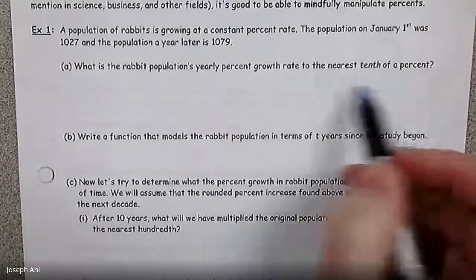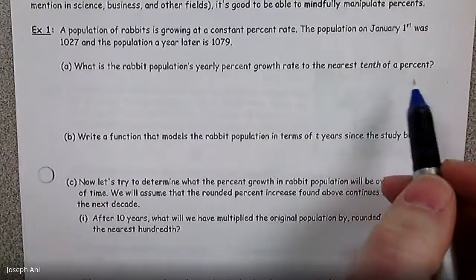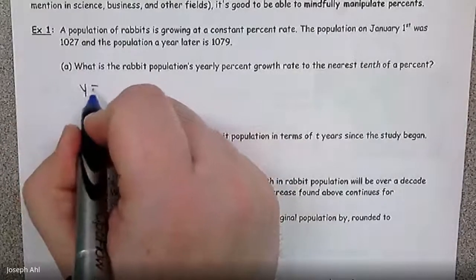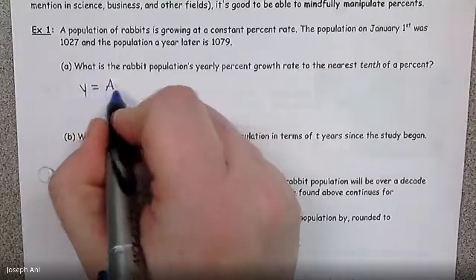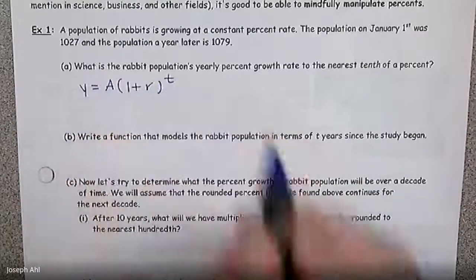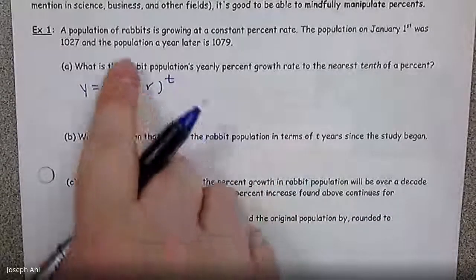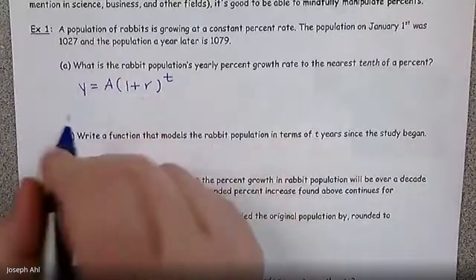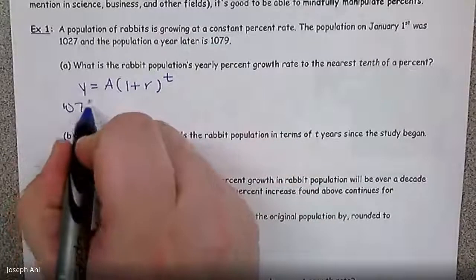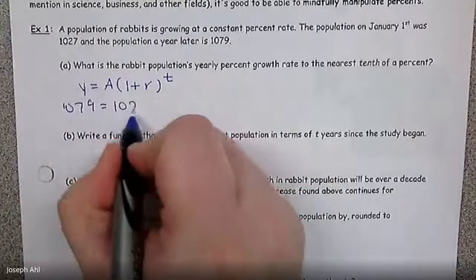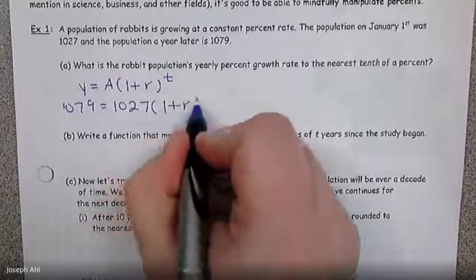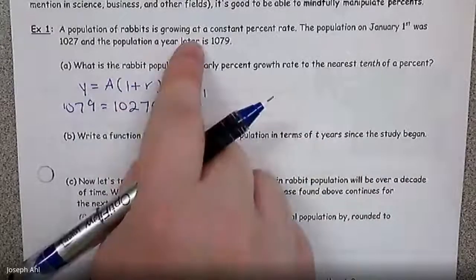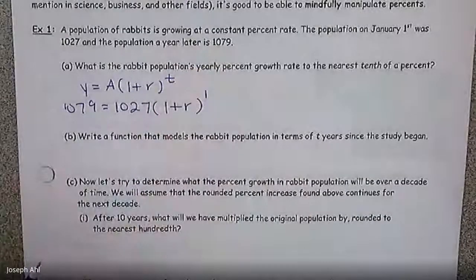All right, so to determine the yearly percent rate, let's use the formula that the end amount is the initial times 1 plus a rate to the t. And I'm going to do 1 plus the rate because I can clearly see that the rabbit population is growing. So we know that the end amount is 1,079 when the initial amount was 1,027. And that's when the time is 1 year, right? So a year later, the population is 1,079.